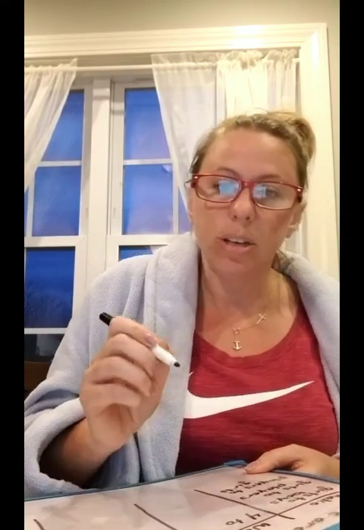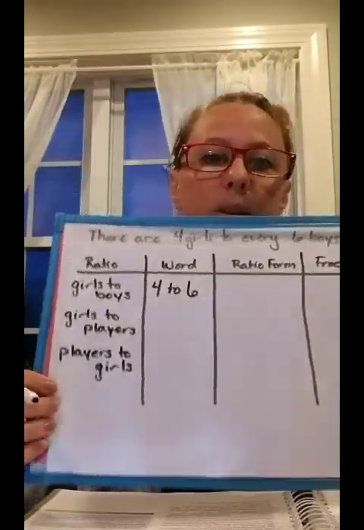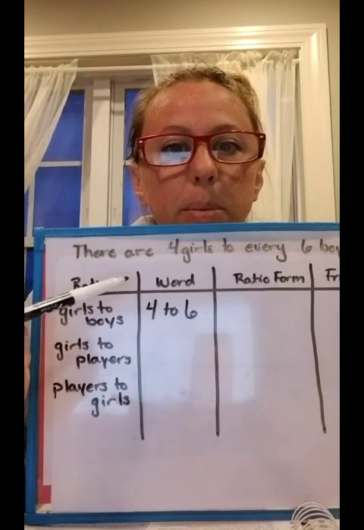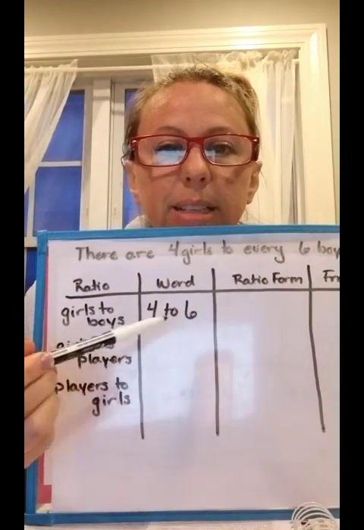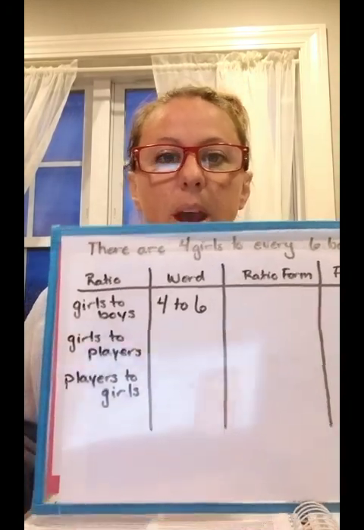So we're going to want to write the number for the girls first and compare it to the number of boys second. So in word form, it is 4 to 6. Because remember, there are 4 girls to every 6 boys. So we would write 4 to 6. And that is the word form. In ratio form, it's the same numbers you're using, but you have a little colon in between.